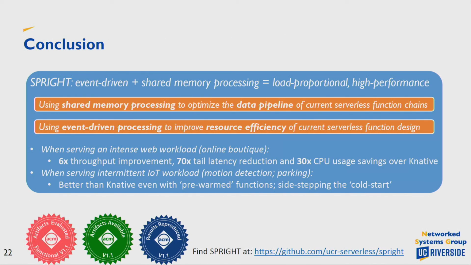To conclude, SPRIGHT is an event-driven shared memory framework that brings the power of serverless computing to the forefront by improving data plane performance, reducing overhead, and making processing strictly load proportional. For intense web traffic, SPRIGHT achieves much higher throughput, much lower latency, and at the same time consumes 30 times less CPU. And for the IoT workload, SPRIGHT is clearly better than Knative, even with pre-warmed functions, because it can support multiple warm functions at a minimum cost, so it sidesteps the cold start issue.